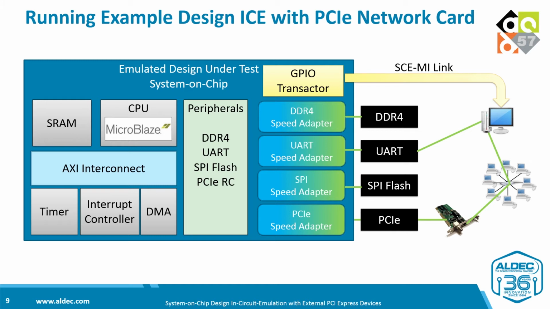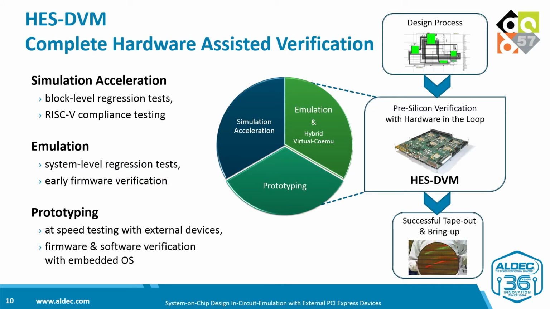Now, let me briefly introduce the HES-DVM hardware-assisted verification platform. Hardware-assisted verification is a significant improvement of traditional simulation-based verification environments. It allows you to sign off the chip with higher confidence and significantly shortens the bring-up process when the first chip production samples arrive to the lab. Thus, it can and should be used at all stages of design verification.